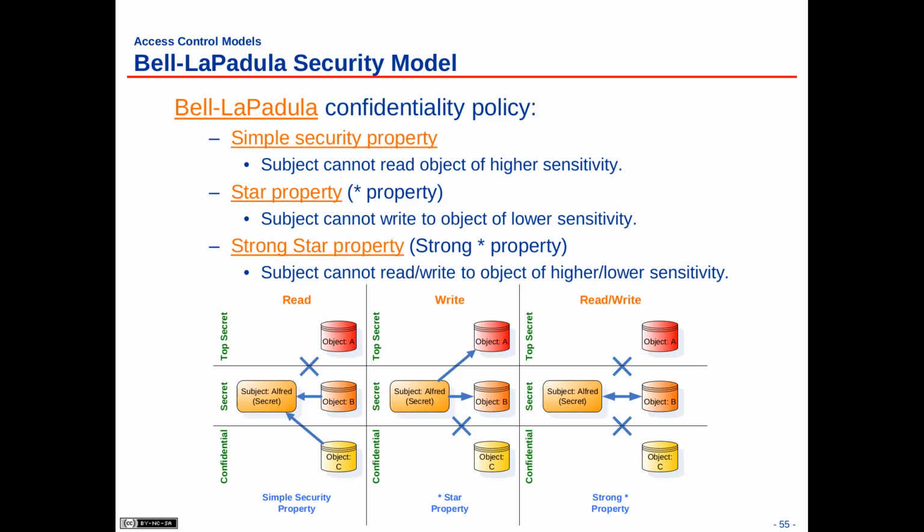So this is just because Alfred has a secret. So he can only make changes to the classification that he has. Right, so he can't do anything to the lower item because then he could elevate the classification of that. But in terms of making changes, it's just object B because that is actually his clearance level. Because you have to remember that this model deals with confidentiality.